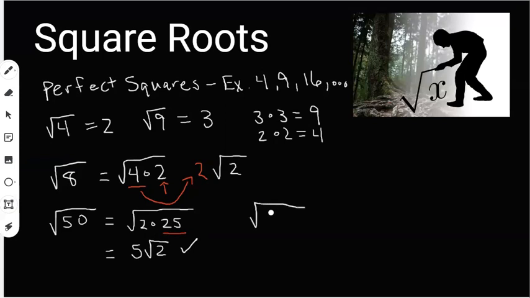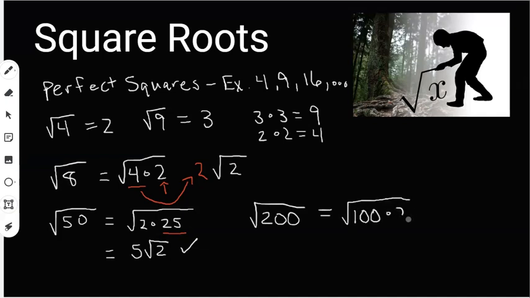Let's do square root of 200. Square root of 200, a big number. Now, I can't take the square root of 200 as it is, but I can break up 200 into 2 numbers where one of them is a perfect square and the other one isn't. So what's the biggest number that I can divide 200 by that just happens to be a perfect square? It would be 100, right? So I'm going to break up the 200 into 100 times 2.